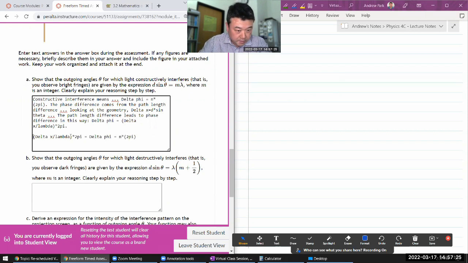So looking at these expressions here, the 2 pi's cancel. I get something like, wait, delta x, that's not right, sorry.